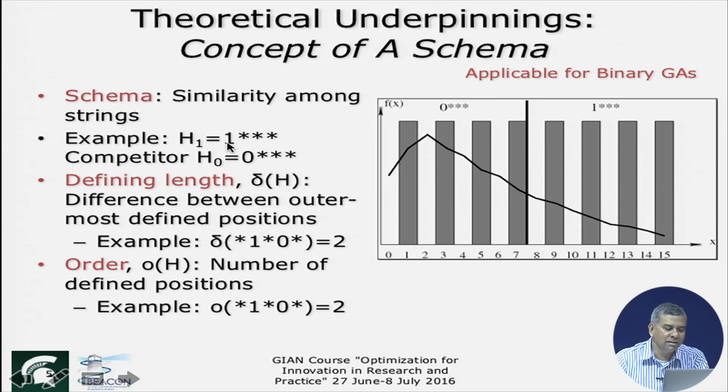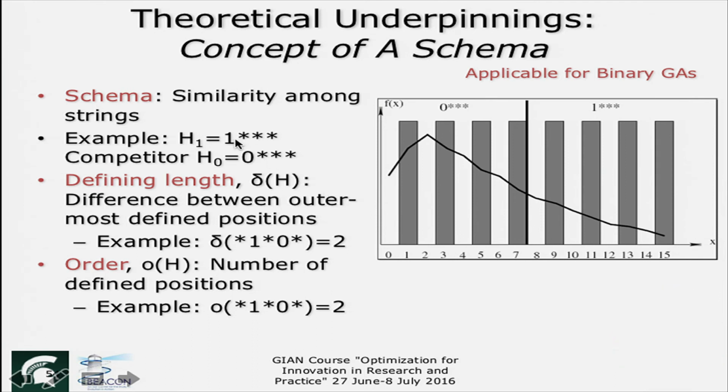When you have 1 here, there are 2 options, 2 competitors, 1 and 0. So 1 represents half of it, the other represents the other half. When I have 1 0, then there are 4 equal partitions, so 1/4 of the entire search space is represented by that particular schema. Is that okay? All right.